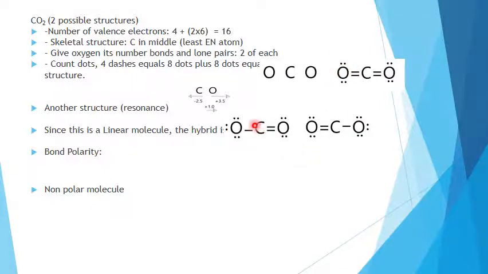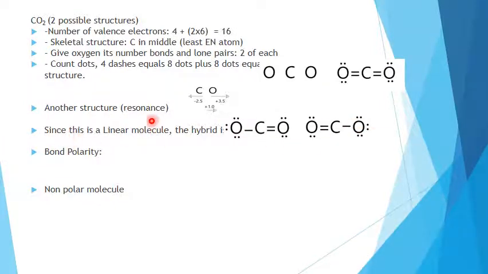And so I move this one out, and that can happen twice. So this structure can have another structure out. So this guy is a resonance structure. So carbon dioxide can have two different structures. It can have this structure here and this structure here, which is a resonance structure.